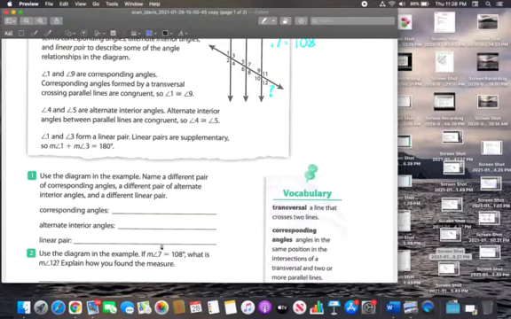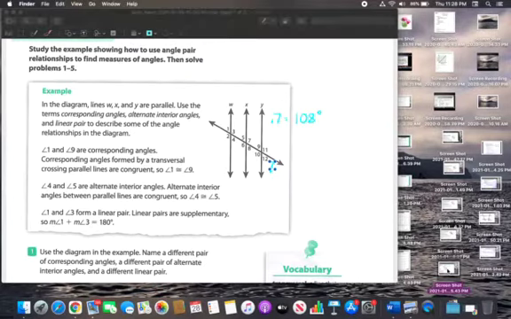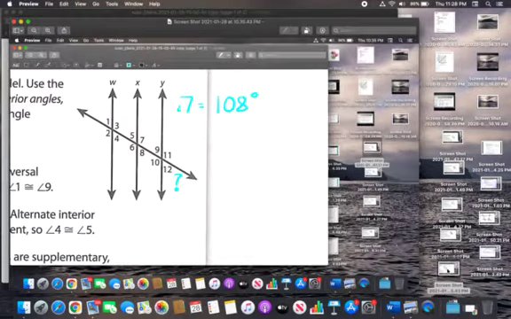So we're going to use this same diagram. If the measure of 7 is 108, what is the measure of number 12? So if 7 right here is 108, what is 12? Now, one thing to notice in these angles, if they look different, they're going to be different.